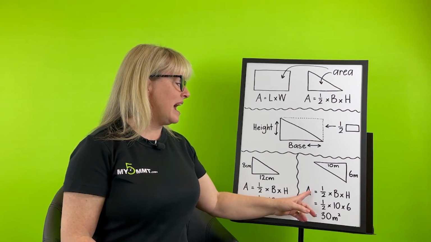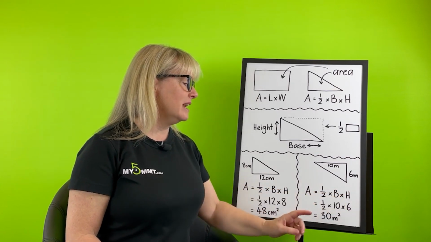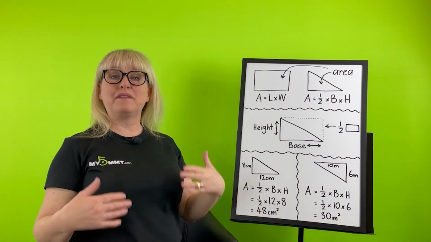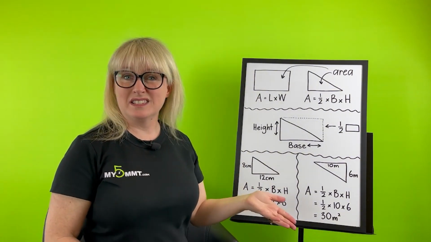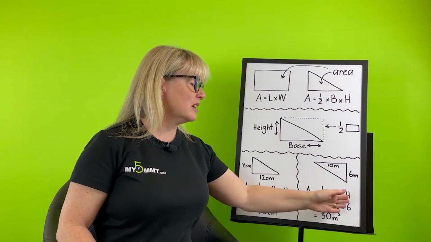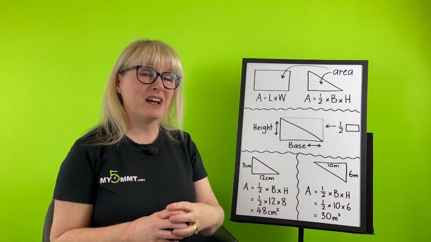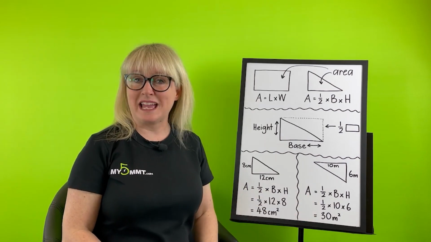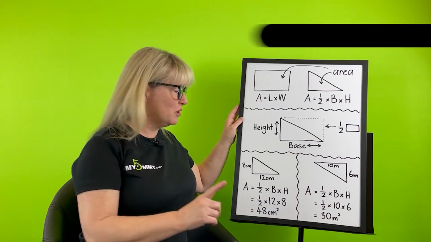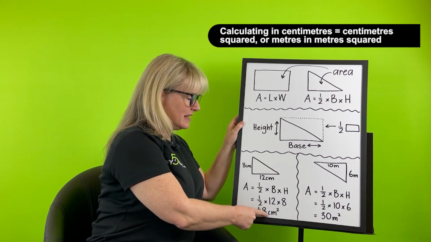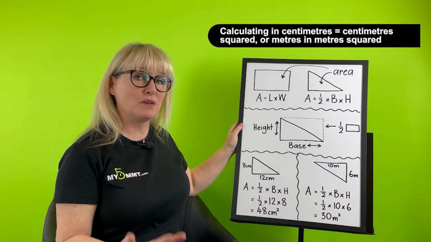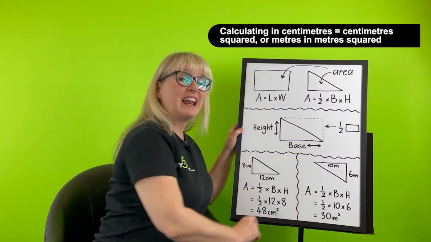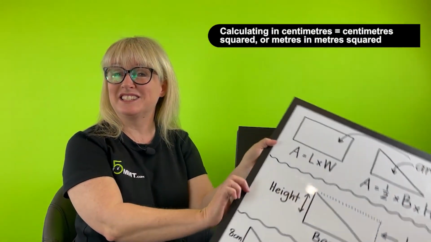So here we have half of our base times our height, half of 10 times 6. Now I can do half of 10 is 5. 5 times 6 is 30, or I can do 10 times 6, put my base times my height together is 60 and cut that in half, and I still get the same answer of 30. I was talking here about centimetres, so my answer reflected that in centimetres squared. Here I'm talking about metres, so I make sure that I check that and my answer reflects metres squared.